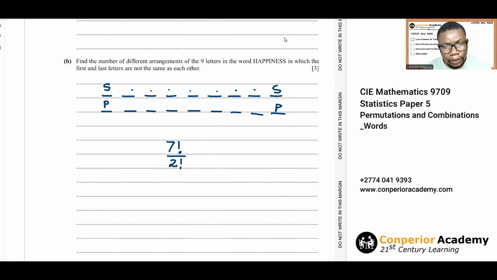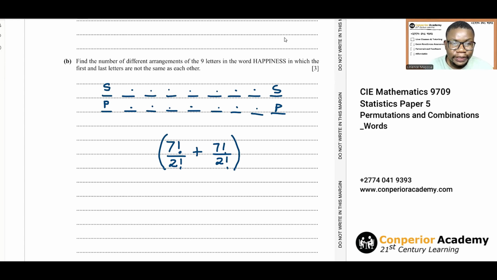Then I'll say or. I have that situation at the top, and then I have the situation at the bottom. So I will say plus the situation at the bottom, which is, again, 7 factorial divided by 2 factorial for the S's that we have to fit in these 7 gaps here. So they are also repeating, right? And this must be subtracted because it's not what we want. So we must subtract this from the total arrangements.